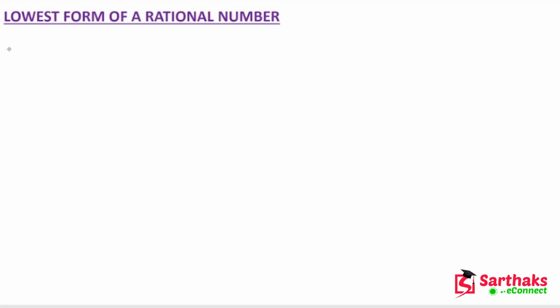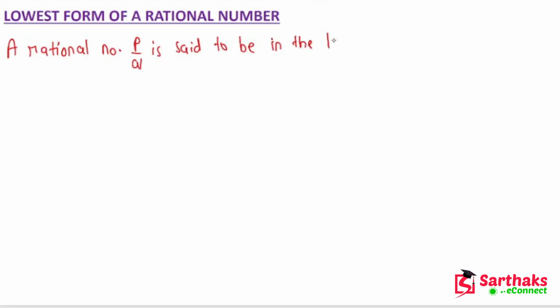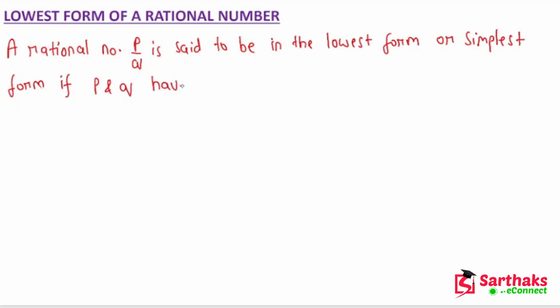So we can define a rational number P upon Q is said to be in the lowest form or simplest form if P and Q have no common factor other than 1.